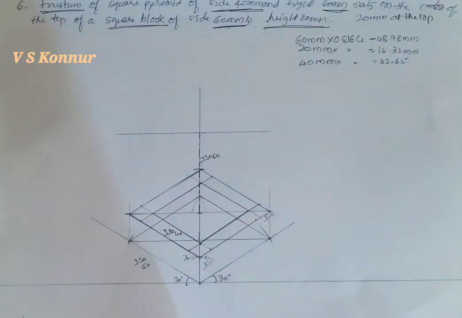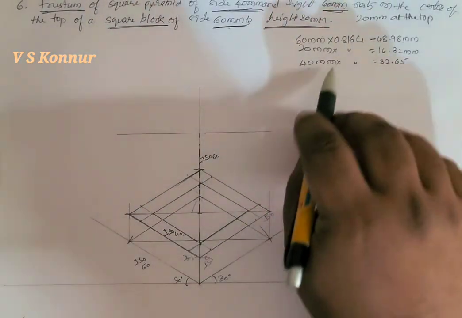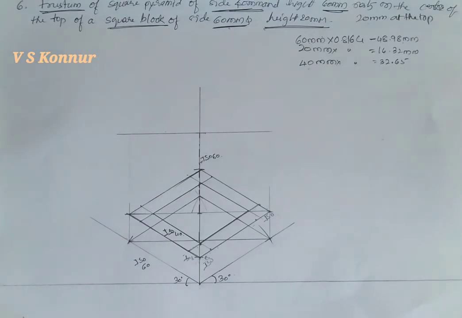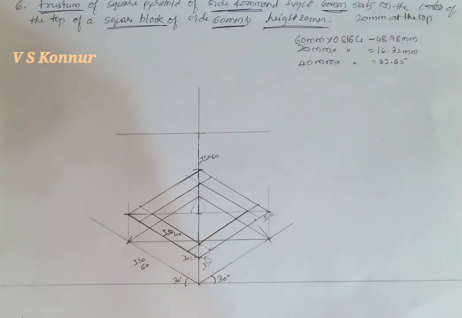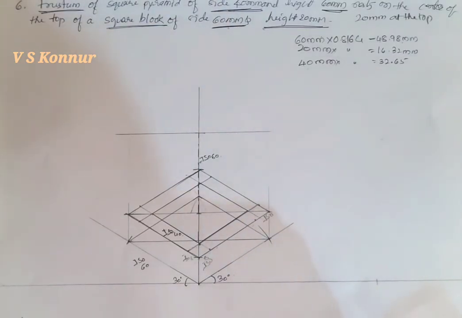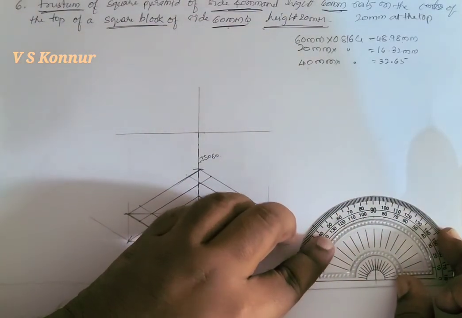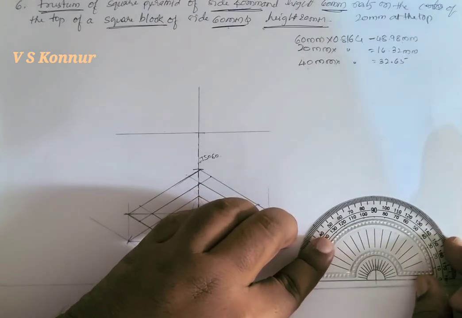Now the top height is 20 mm. So 20 mm will be converted into isometric 16.32. We make 20 mm, that is 16.32, by taking 30 degrees on either side. It is the easiest way. At the top, if you want to draw separately, you have to draw the top face separately by taking 30 degrees.